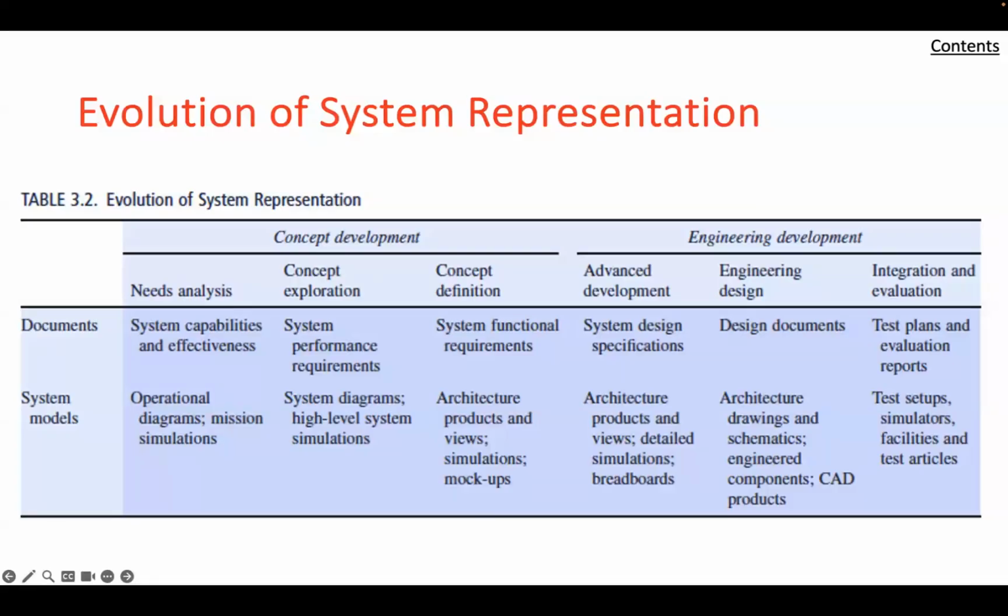Next, let's talk about the evolution of system representation. So in terms of system requirements and specification, just as the system design gradually materializes during the successive steps of system development, so the successive forms of system requirements and specifications become more and more specific and detailed. These start with a set of operational requirements and end with a complete set of production specifications, operation, maintenance, and training manuals, and all other information needed to replicate, operate, maintain, and repair the system.